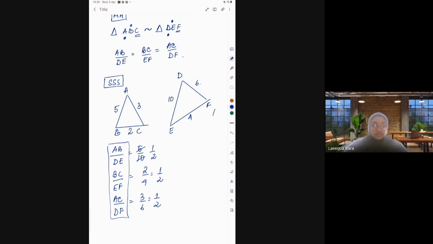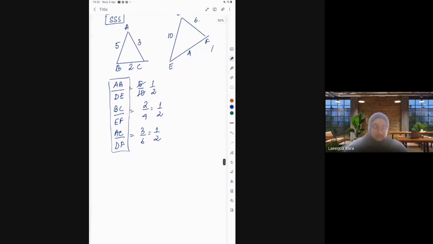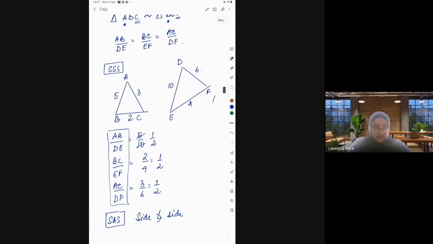So we did AA, which is angle angle. This is side side side, and there's also, like in congruency, a rule called SAS, which is basically a side angle side rule, where the angle is the angle in between the two given sides. Again, remember that the sides are meant to be in proportion. They are not going to be equal to each other. Okay, is this all right? Yes, ma'am.